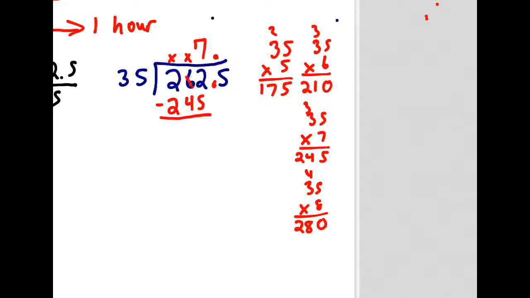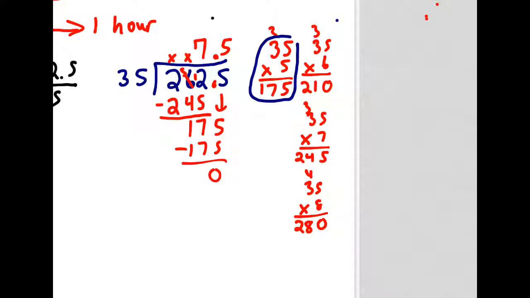Every time I subtract, 12 minus 5 is 7, 5 minus 4 is 1, I must bring down the next digit. Now I need to figure out how many times 35 goes into 175. And notice I already have it done. So it's going to go in 5 times, which is 175. Subtract, 0. There's my answer, 7.5.